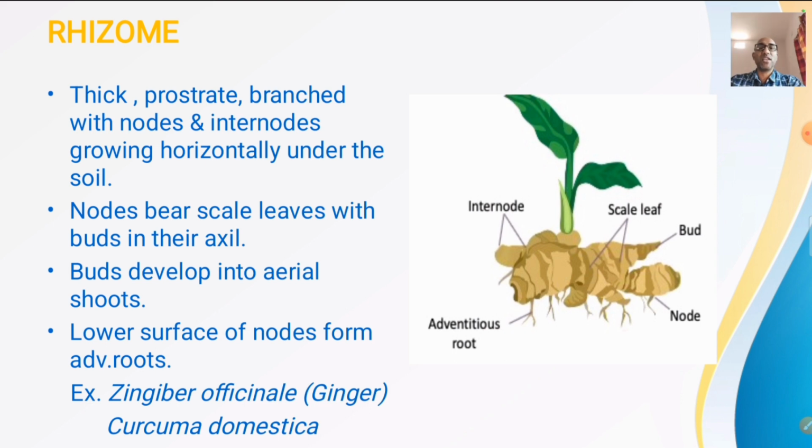So these stems which are remaining under the soil give rise to aerial stems through the buds that are present in the axils of scale leaves. Okay. From the lower surface of the nodes, adventitious roots arise. Here you can easily see adventitious roots are formed from the lower surface of the nodes. So what are the examples of rhizomes? These include Zingiber officinale, Curcuma domestica. Okay, that is your turmeric. Curcuma domestica is turmeric and Zingiber officinale is ginger. Got it? So these are the two examples of rhizome.